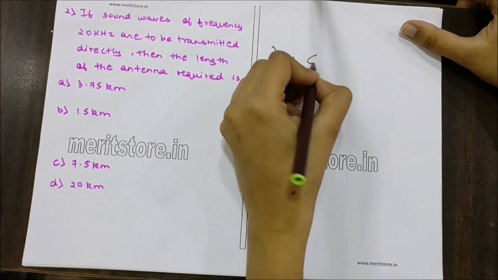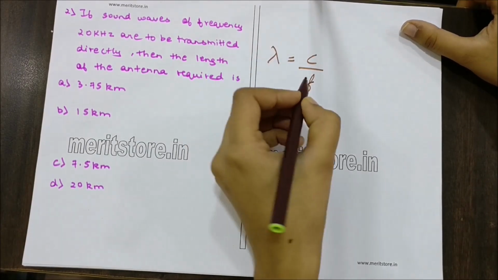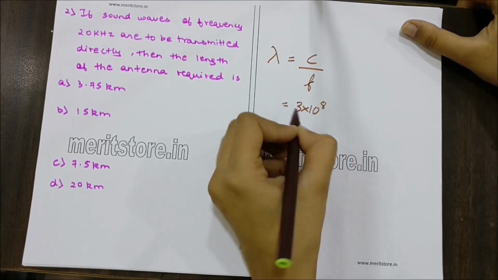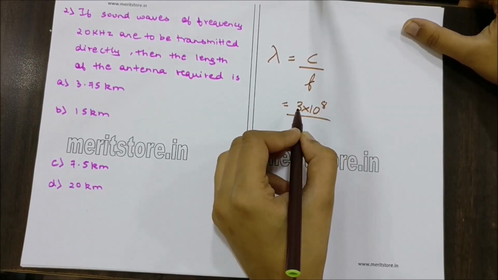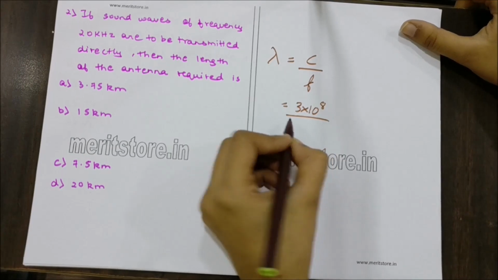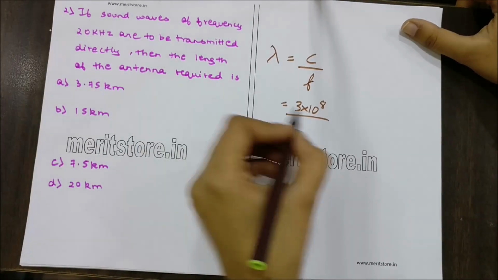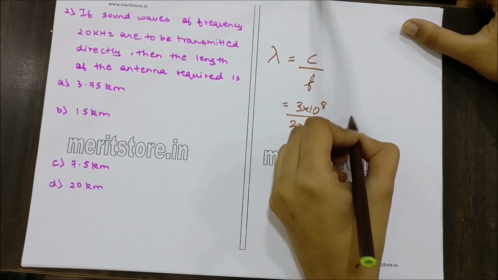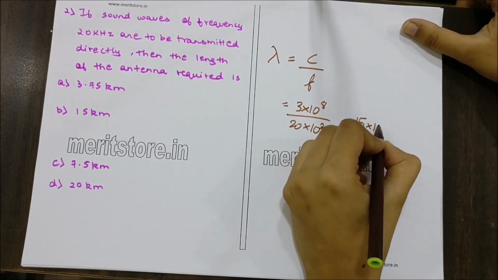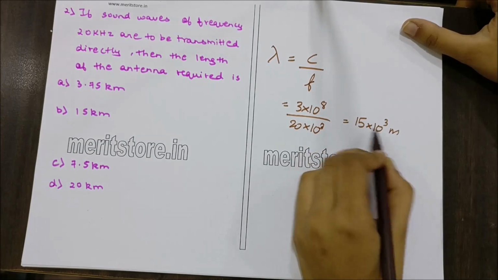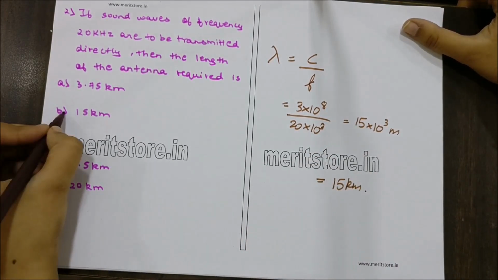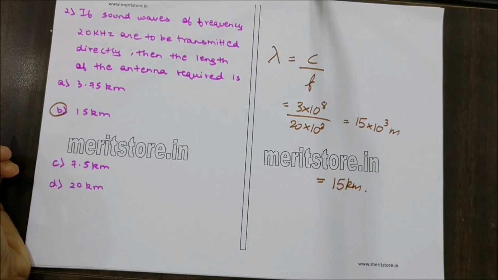The formula of lambda is c by f, which is equal to 3 × 10^8. We must know the value of c, and f is 20 kilohertz, that is given to us in the question, that is 20 × 10^3. So after solving this, you get 15 × 10^3 meters, which is 15 kilometers. Therefore, option B is the correct answer.